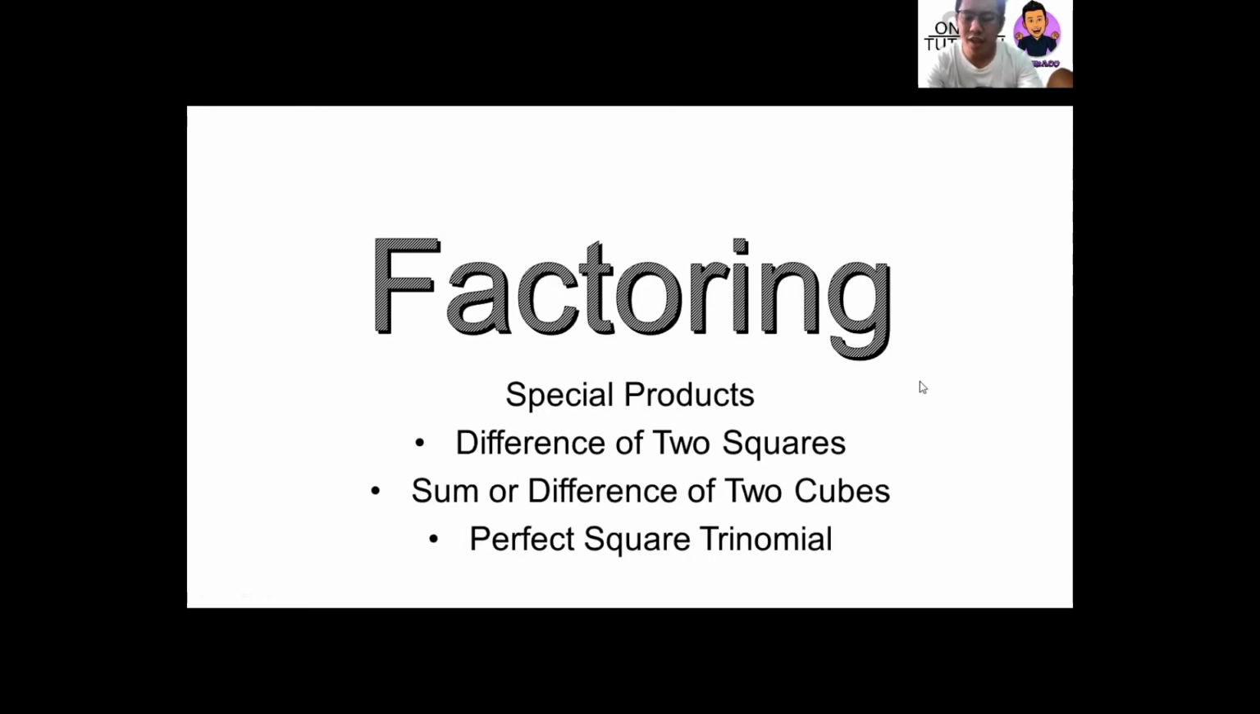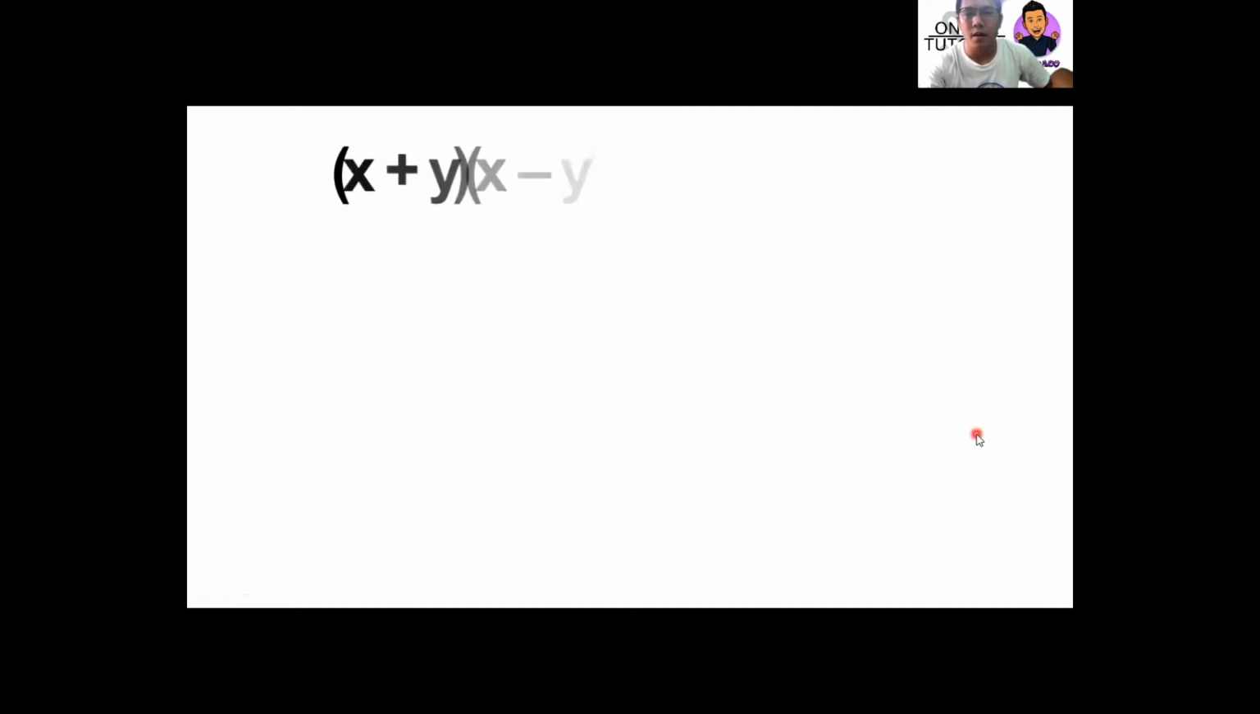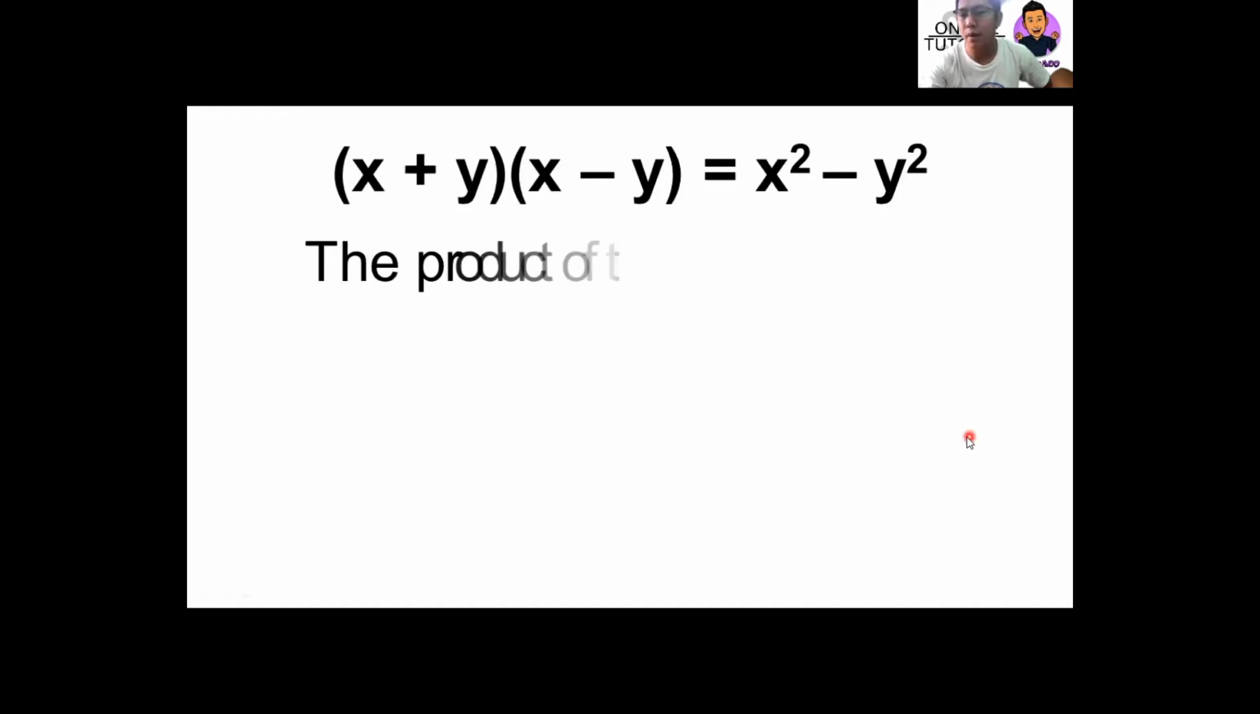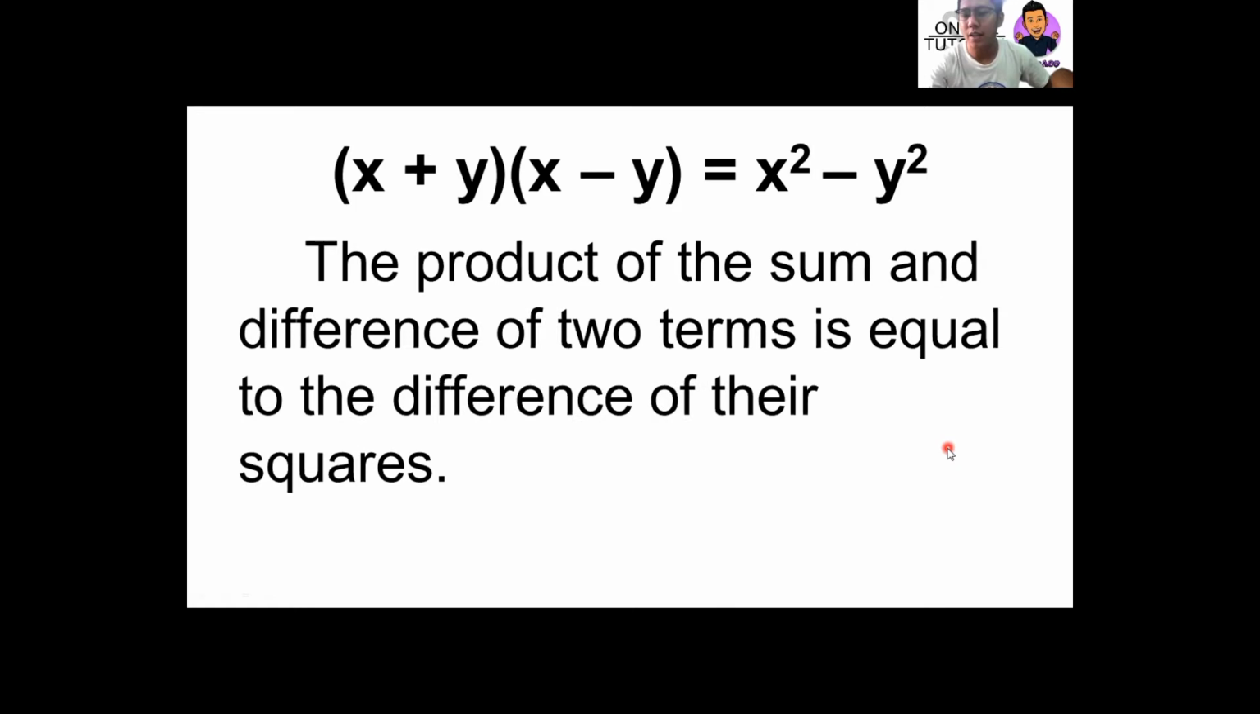Okay, so for today, we are going to discuss factoring the special products. We have three special products here. First is the difference of two squares. The second one is the sum or difference of two cubes. And the last is the perfect square trinomial. Okay, let's start. First is the difference of two squares.